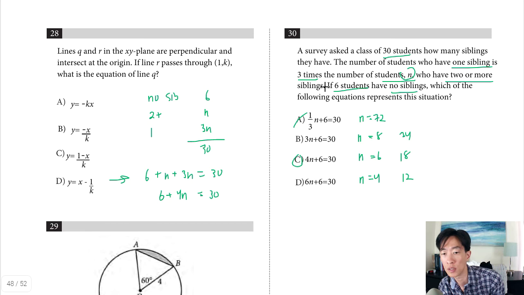And for all of these, 6 is a constant. So we have 6 students who have no siblings. What we're going to do is add these numbers together and see which one gives us 30. That should tell us the answer. So 8 plus 24 is 32, plus 6, 42. 6 plus 18 is 24, plus 6, 30. And 4 plus 12 is 16, plus 6 equals 22. So the only value for n, because really that's what the answer choices are giving us, that keeps everything in this problem true, in this case the total of 30 students, is going to be choice C.